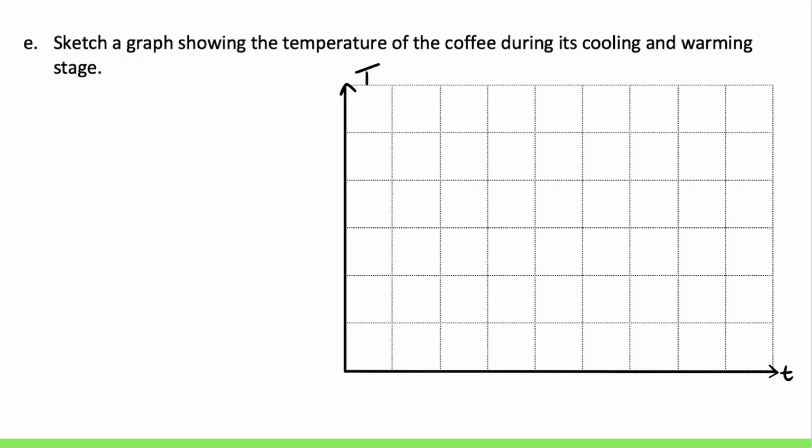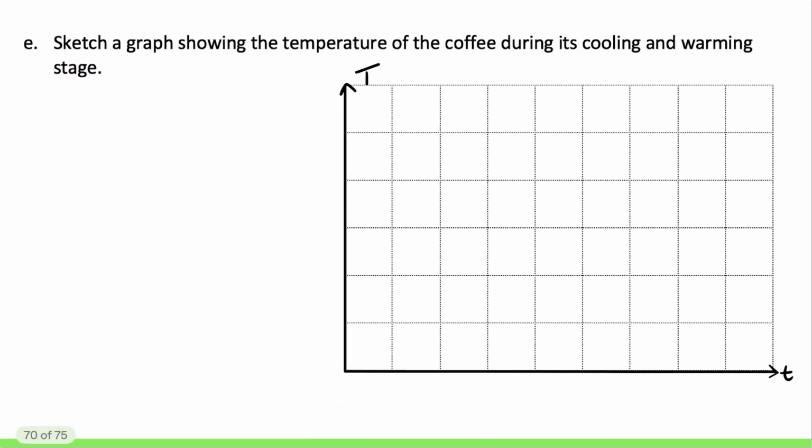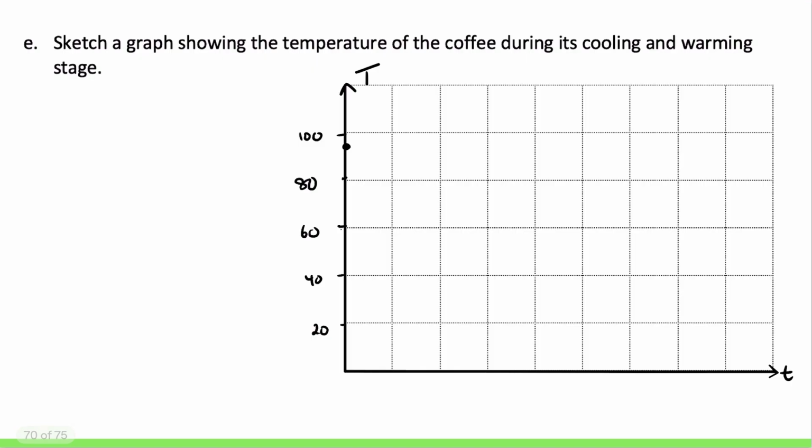Now, let's take the two scenarios. The first scenario is when it cools. We know that its initial temperature was 95 degrees, so we're going to start right up here at 95. Because it's a set of axes, we should have some sort of scale, so I might go up by 20s: 20, 40, 60, 80, 100. Then 95 would be something like there. What else I do know is that he leaves it until it reaches 65 degrees, and that happens at 8.24. So 65 degrees will be somewhere around there, and that'll be at 8.24.